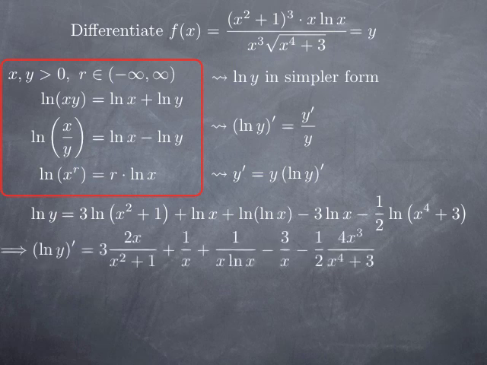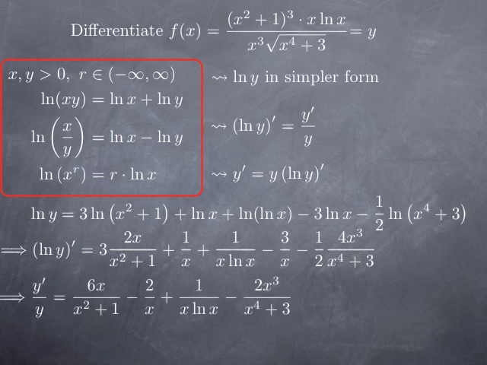when we differentiate 3 natural log of (x squared plus 1), it's a natural log of a function, so we get the derivative of the function divided by the function. So in this case, 2x divided by x squared plus 1. Derivative of ln of x is 1 over x. Derivative of ln of ln x, again, is the derivative of the function, 1 over x, divided by the function, ln of x. So we get 1 over x ln of x. Minus 3 over x, and then for the derivative of natural log of (x to the fourth plus 3), again we get the derivative of the function, 4x cubed, divided by the function itself, x to the fourth plus 3.